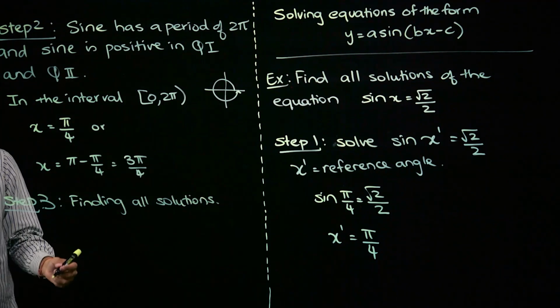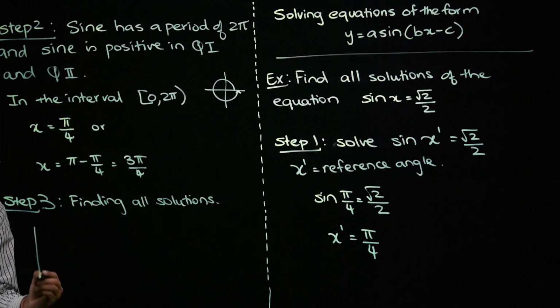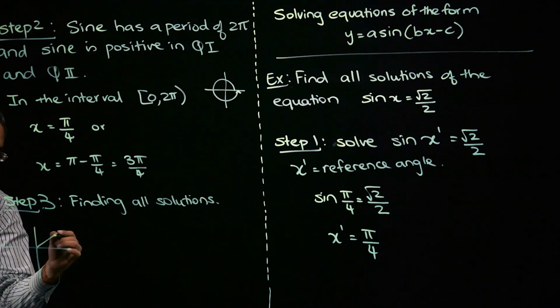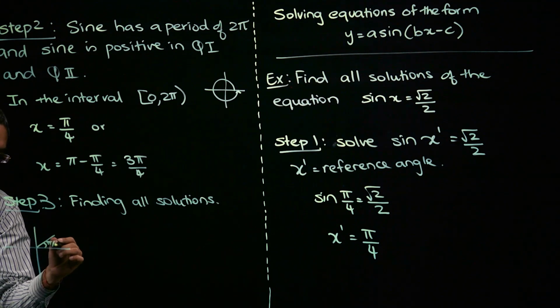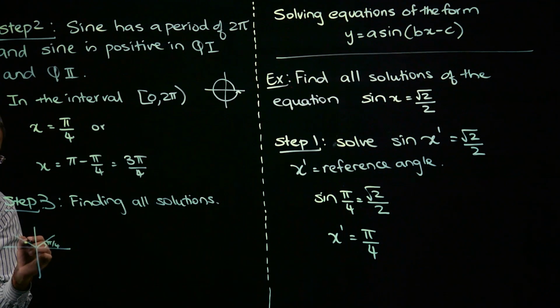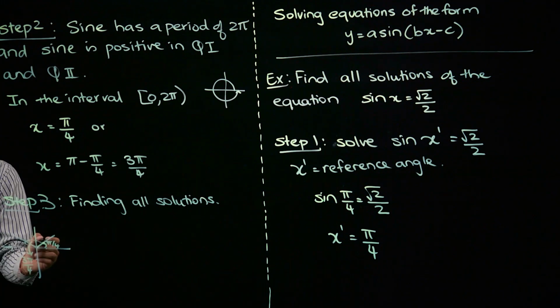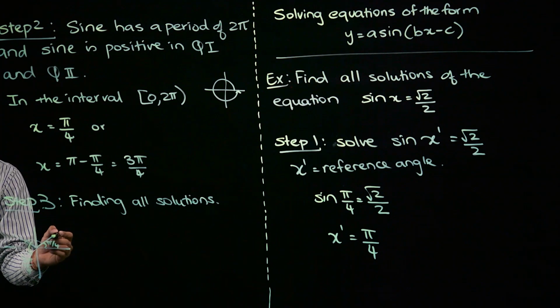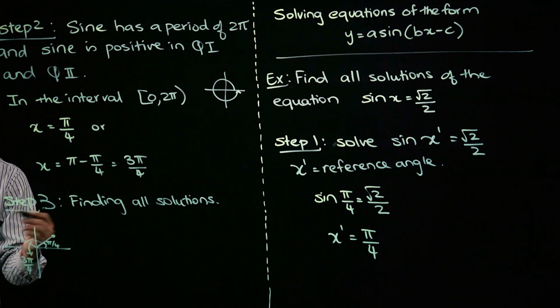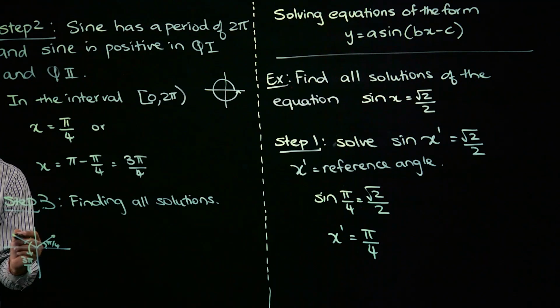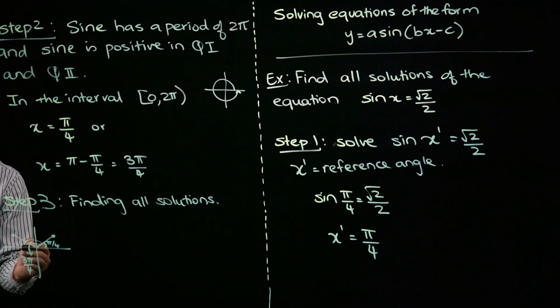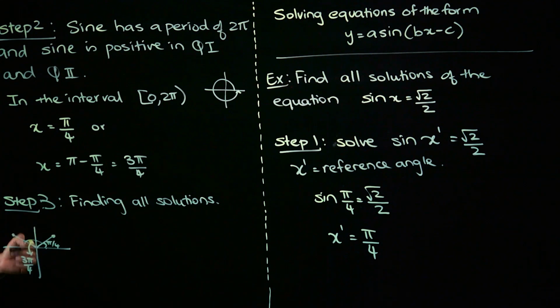So think about it now. I have this value, which is pi over 4, and this value here, which is 3 pi over 4. If I start at this point and add 2 pi, I get back here. If I add 4 pi, I get back here. Same way with this one. If I add 2 pi, I get back here. 4 pi, I'm going to get back here, and so on.